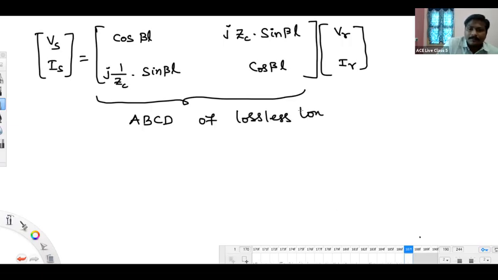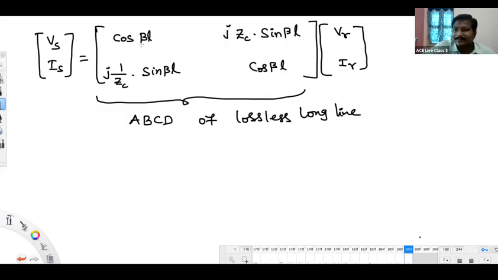For the lossless transmission line, I'm asking one very simple question. Any observation to be made here? Of course, A equals D and AD minus BC equals 1. That will happen anyhow. Any other new thing we can observe here, listen.